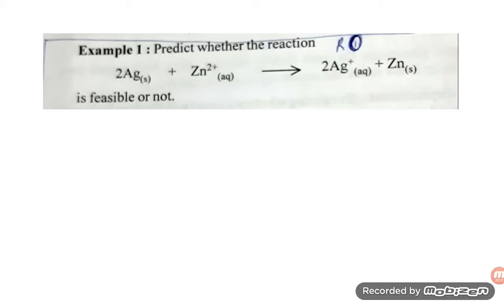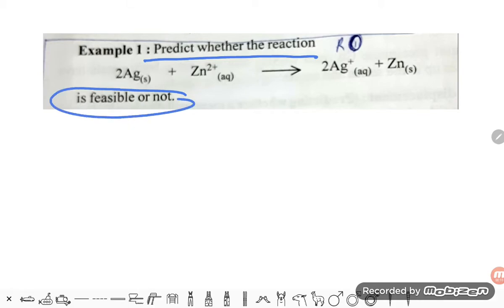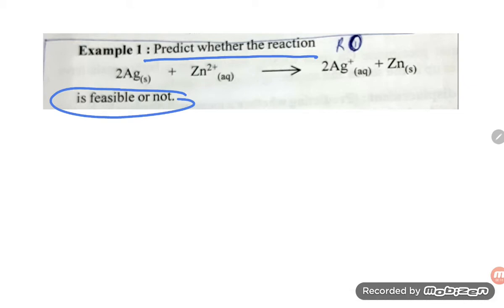Hello students, now let us see one more problem from electrochemistry. They are saying predict whether the reaction is feasible or not. This reaction has been given, students, and they are asking the feasibility of the reaction, and no information is given about the standard electrode potential or the oxidation potential. So let us try to write down the half cell reactions from this.